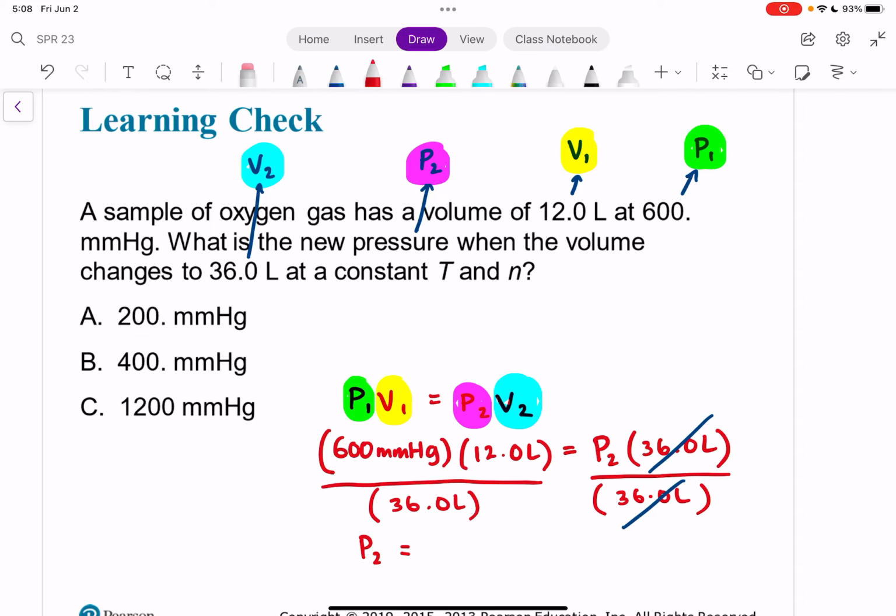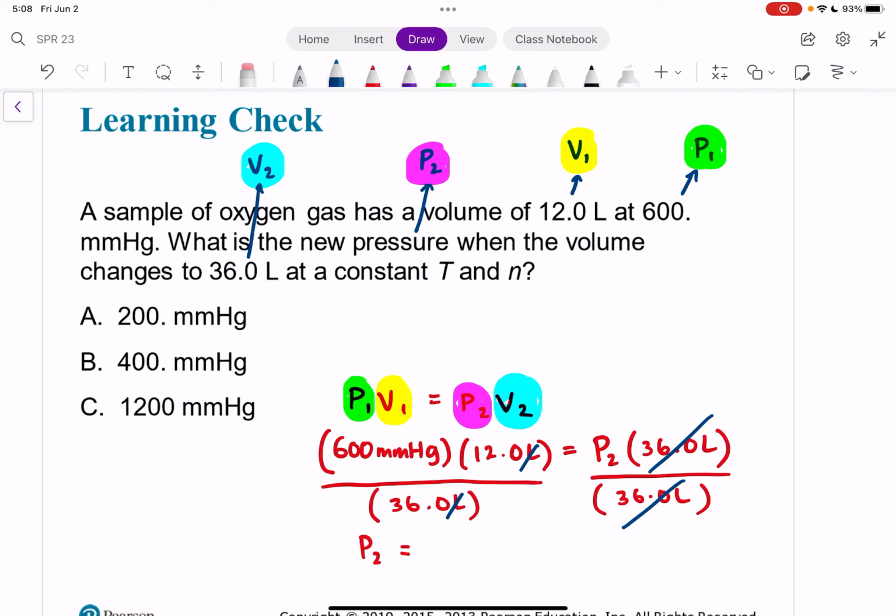So first, let's do a quick unit check. Looking at these units, I have millimeters mercury in the numerator, multiplied by liters, and then divided by liters. If I am multiplying by liters and then dividing by liters, we can cancel those out, right? Just like in our dimensional analysis problems. It's in the numerator and the denominator, so we can cancel that out. So then I'm just left with millimeters mercury.